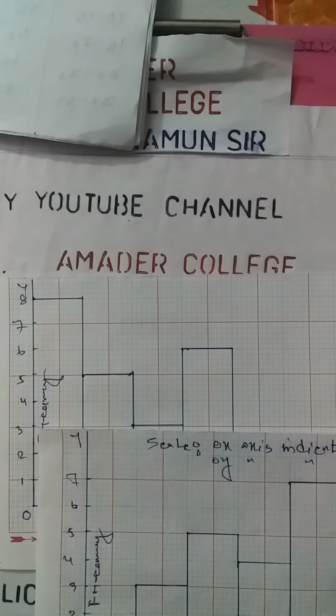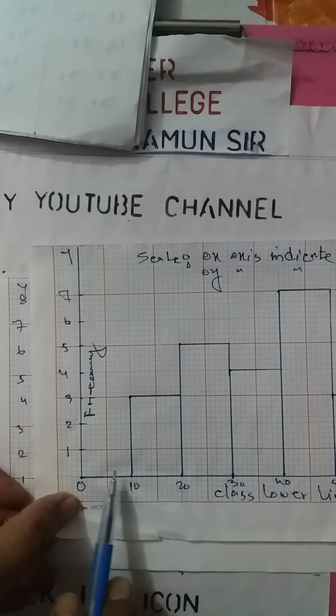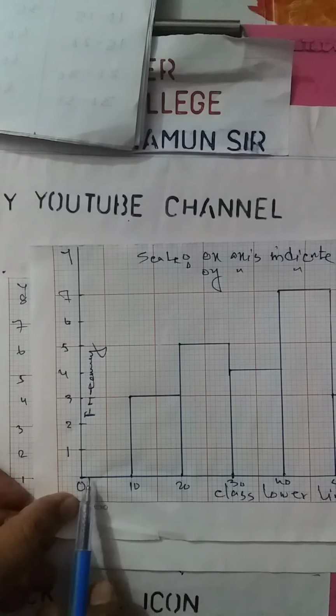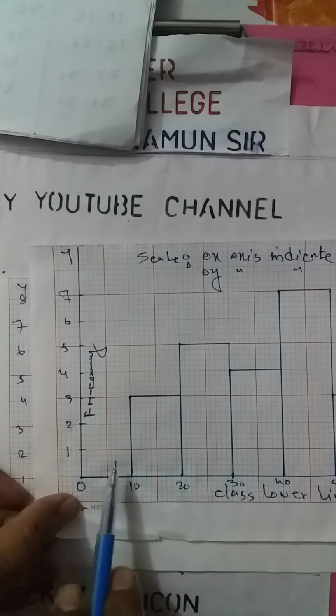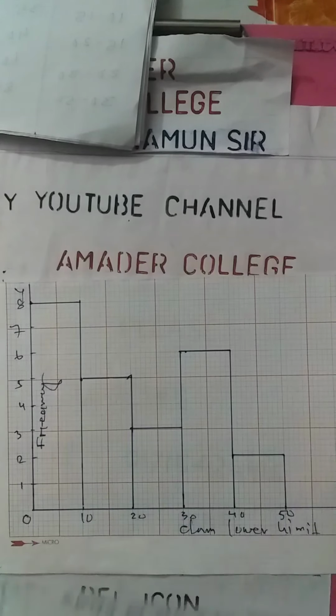Difference between the first question and the second question of drawing a histogram. In the first question, draw the histogram with a gap of 2 squares, but in the second question there is no gap, because the first class starts from 0 to 10.